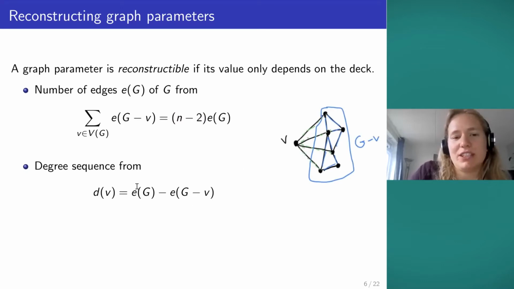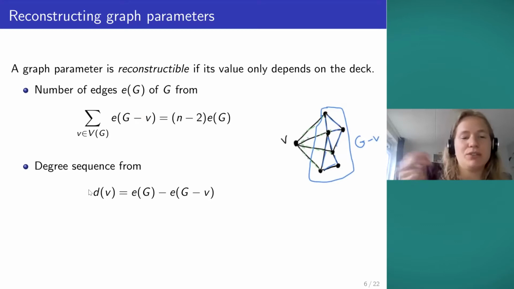So what does that tell us? Well, it tells us that the degree of the vertex v is the total number of edges in the graph minus the number of edges on the card. These green edges, that's the degree of the vertex. So if we do this for every single vertex, then from there we can get back to the degree sequence.